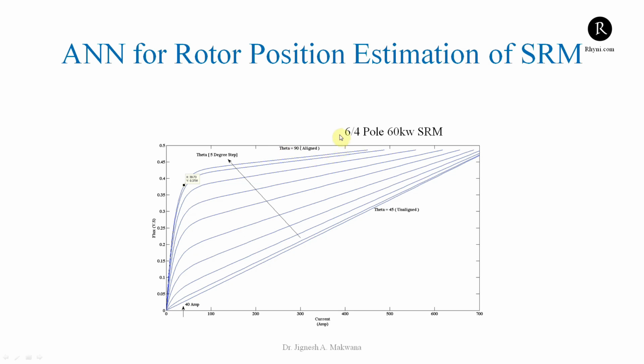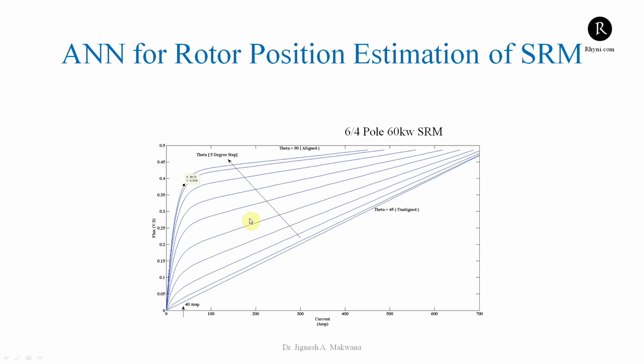Taking the example of a 6x4 pole 60 kilowatt switch reluctance motor, here we have the magnetic characteristics, flux and current, for a fixed rotor position. That means at a fixed angle in the unaligned condition, if you increase the current, because the air gap is high, flux will increase linearly. If you lock the rotor in the aligned position and increase the current, flux will increase like this, and this is the saturation region. Now flux will increase very little with increase in current in this saturated region.